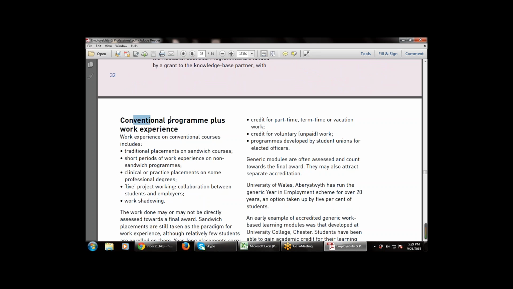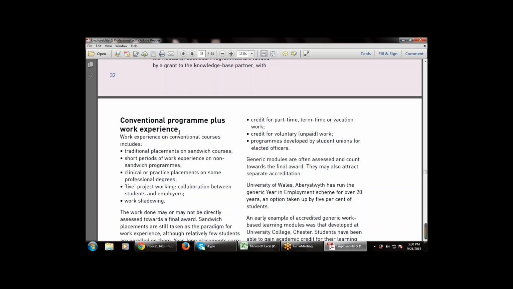Then next is the conventional program plus the work experience, that is, combining the conventional program with work experience. So work experience on the conventional courses also includes the traditional placement on the sandwich courses. That is the traditional placement on the traditional or conventional courses, the placement on the sandwich courses.